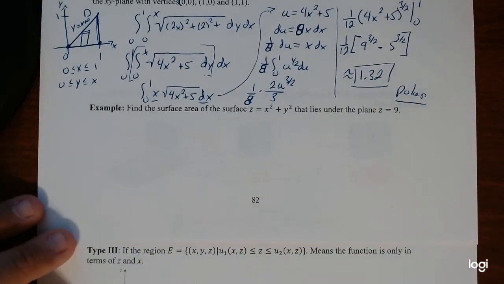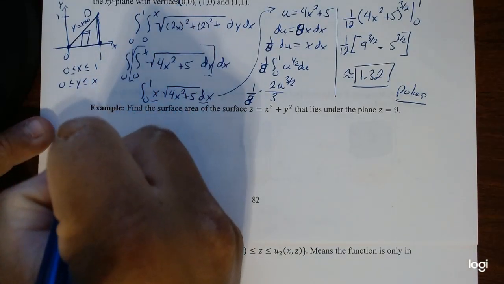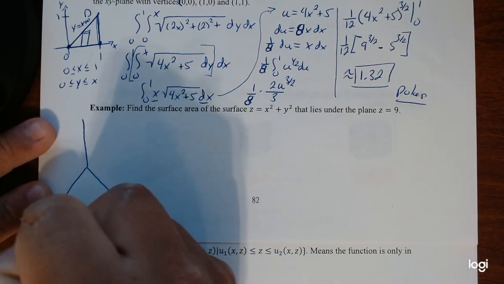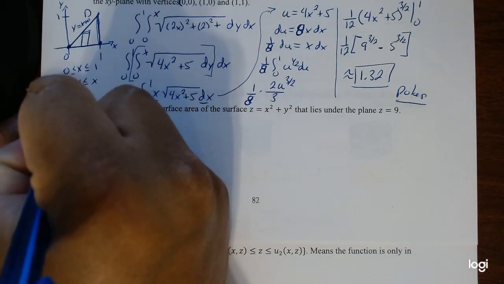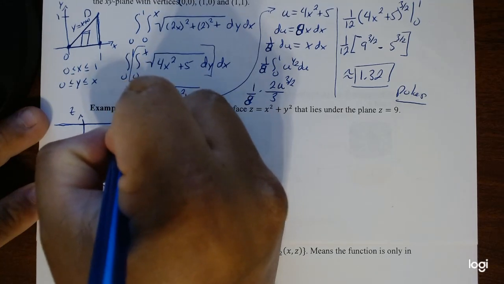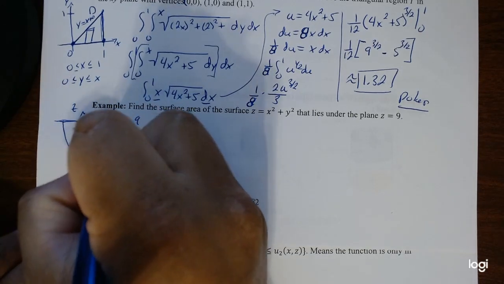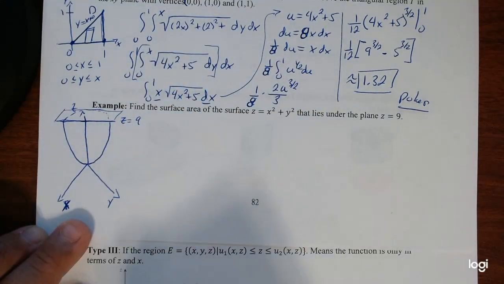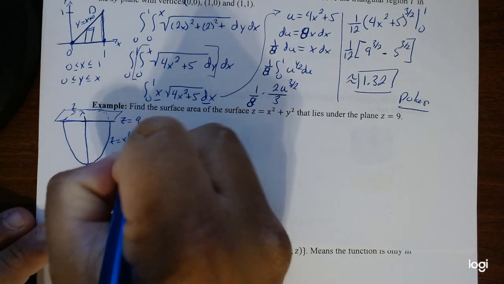Find the surface area of the surface z equals x squared plus y squared that lies under the plane z equals 9. Now, in most cases I would give you the graph already done in 3 dimensions, but this one's actually not that bad to do. So this is the plane, for example, z equals 9, and our surface looks like this. In 3 dimensions, this goes all the way around, and the plane slashes the whole thing there. So this is z equals x squared plus y squared.